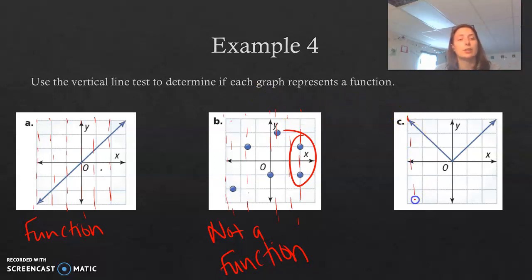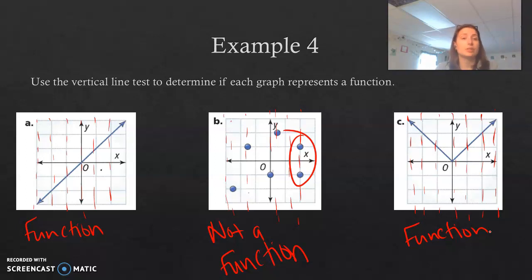All right, so again, vertical line test. It's a good thing I'm not drawing parallel lines right now. Okay, so as I drew this one, each of these red vertical lines only crossed my blue graph at one point anytime I drew them. Silly Mrs. Cartwright. So then this is a function. And that's how the vertical line test works.